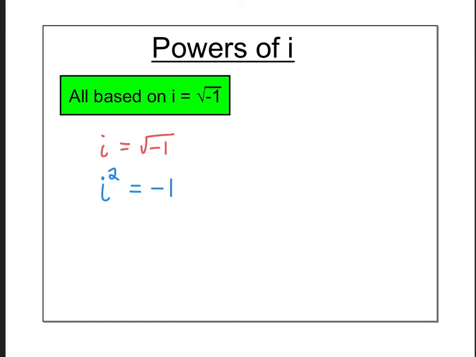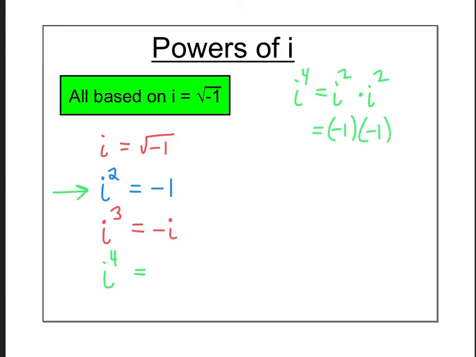Then if we multiply this new blue equation by i again, we get i to the third, and -1 times i is just -i. If we multiply again, multiplying both sides by i, we would get i to the fourth. The way to think of the other side, let me do this on the side here: i to the fourth equals i squared times i squared, just using rules of exponents. And we know i squared is -1. So -1 times -1 means that i to the fourth actually just equals 1.